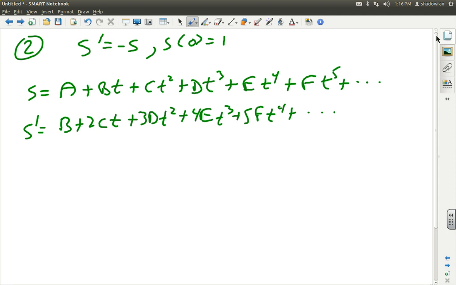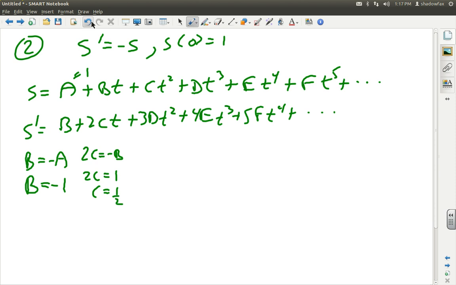All right, and let's see. Well, if s prime equals negative s, then b is the opposite of a. But again, a is 1. So b is negative 1. Okay. Now 2c is going to be negative b. But b is negative 1, so 2c is positive 1, c is 1/2.